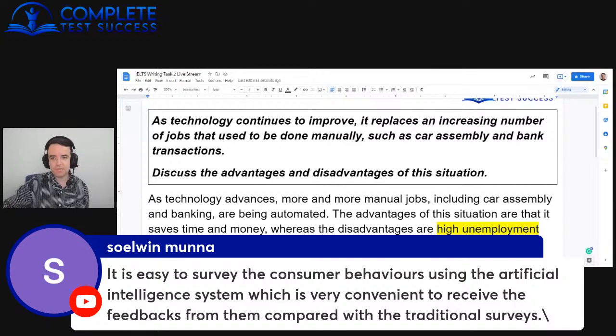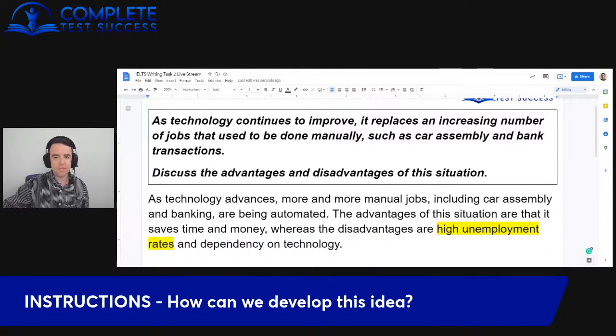It is easy to survey consumer behaviors using the artificial intelligence system, which is very convenient. This has got nothing to do with, okay, so I'm just going to keep everyone focused on what we're doing in the lesson. I don't want random ideas. We're very logically piecing an essay together. When people start throwing in extra ideas, it doesn't really fit with what we're doing in the lesson. So just stay focused. The idea we're looking at is that this situation creates high unemployment rates. How can we develop that idea? Okay, so that's the task.